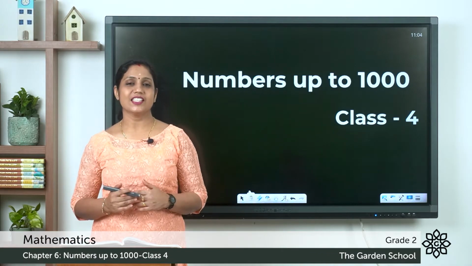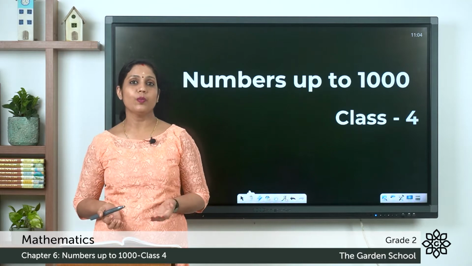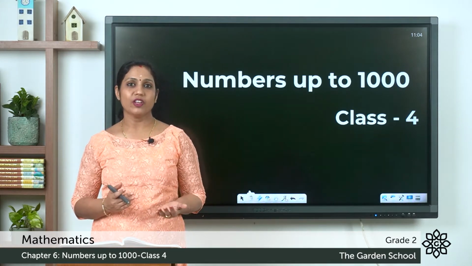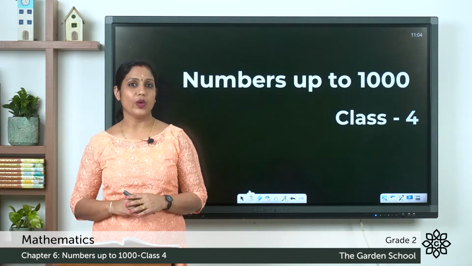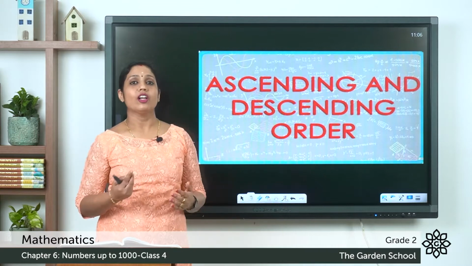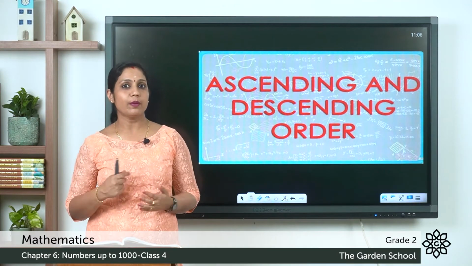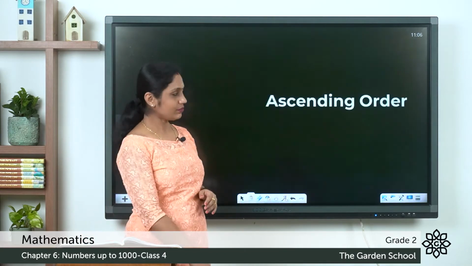Today in Maths, let's continue with our topic numbers up to 1000. I hope what was taught to you in our previous class is all clear to you. Now let's move on to today's topic. We have ascending and descending order. We have already learned ascending and descending order in our previous chapters. So let's have a look once again at this.